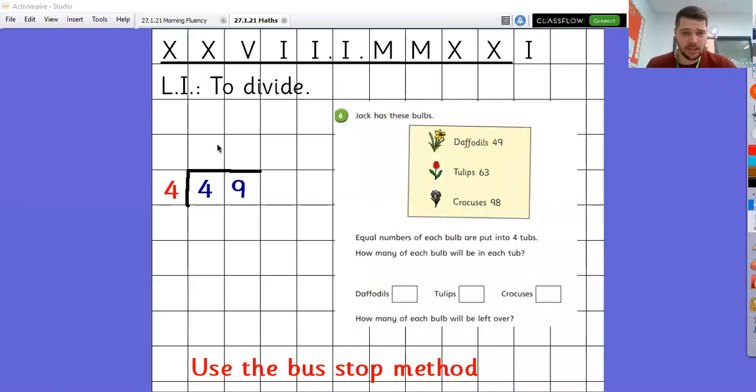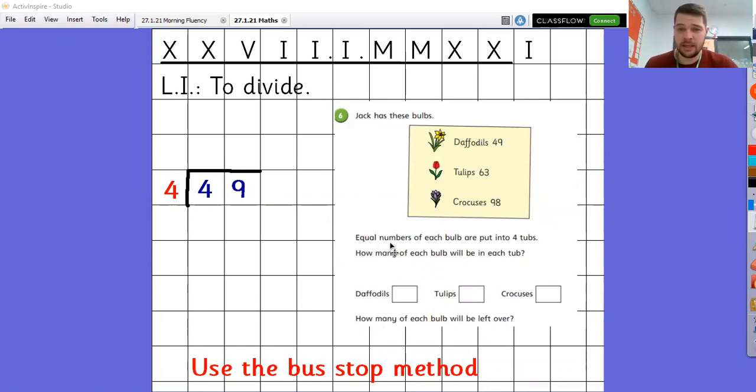So, quick starter for you here. 49 divided by 4. Can you, on a piece of paper quickly, try and use the bus stop method for that question? And here, if you have the time, you can complete the question as a whole.